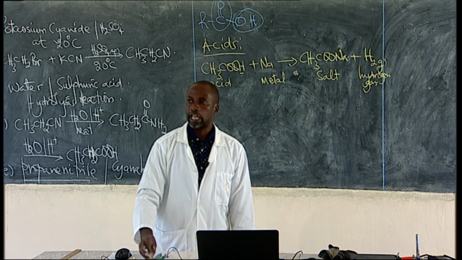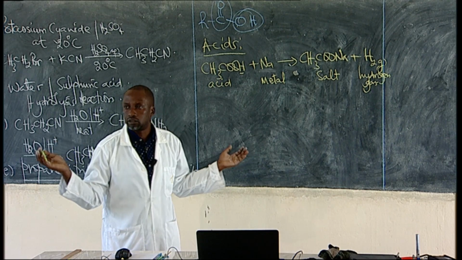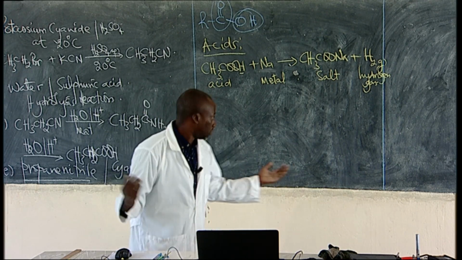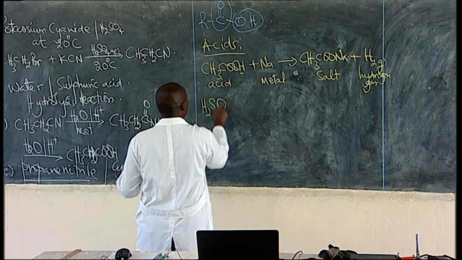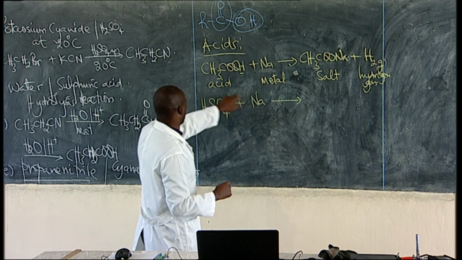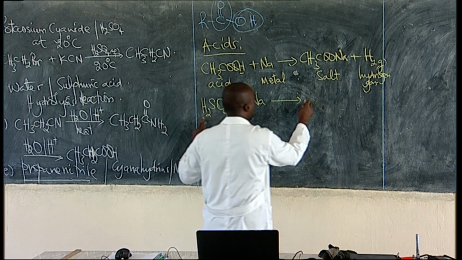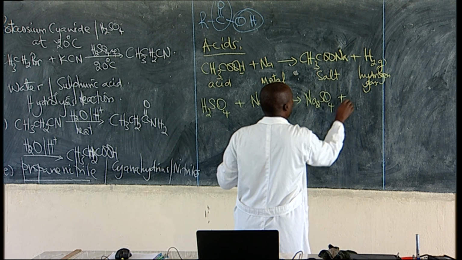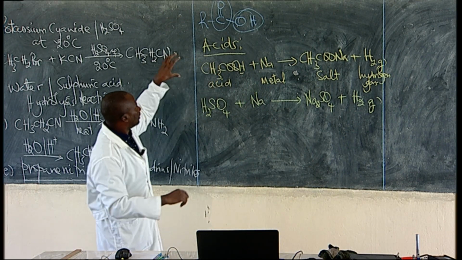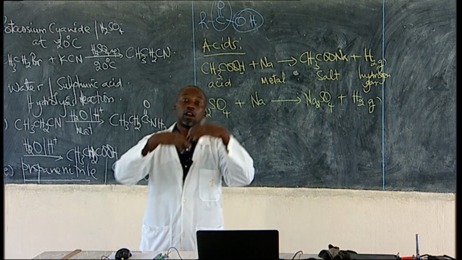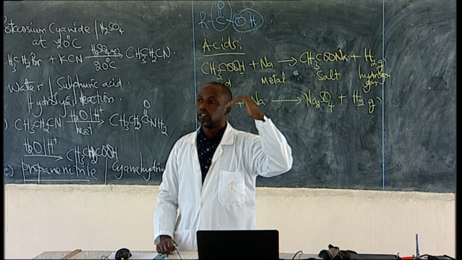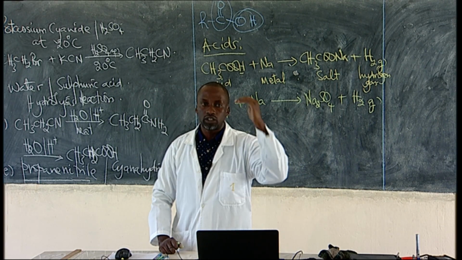This is an acid, this is a metal, this is a salt, and this is hydrogen gas. This reaction can be compared to any mineral acid: sulfuric acid, nitric acid, hydrochloric acid. Let's use sulfuric acid. When it reacts with sodium, the sodium will displace the hydrogen atoms and you'll get sodium sulfate plus hydrogen gas. So this ethanoic acid is behaving like other acids. All acids react with metals to liberate hydrogen gas. That is, they form salt and hydrogen gas.